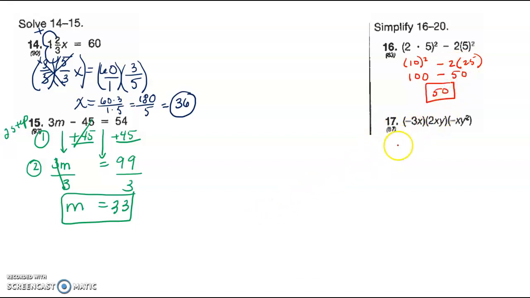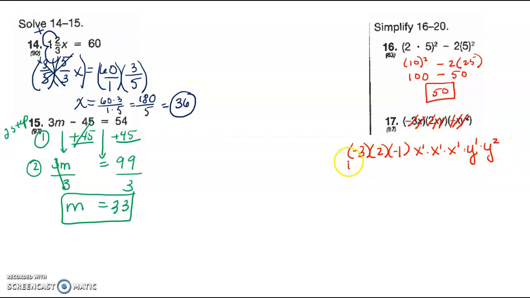Okay. And then 17, let's go ahead and put all of our numbers together. So I have -3, +2, and -1. Remember that that's an invisible 1 right there. And then let's put all of our x's together. So I have x to the 1 times x to the 1 times x to the 1. That's all of my x's. Now let's put all of our y's together. I have y to the 1 and then y squared.